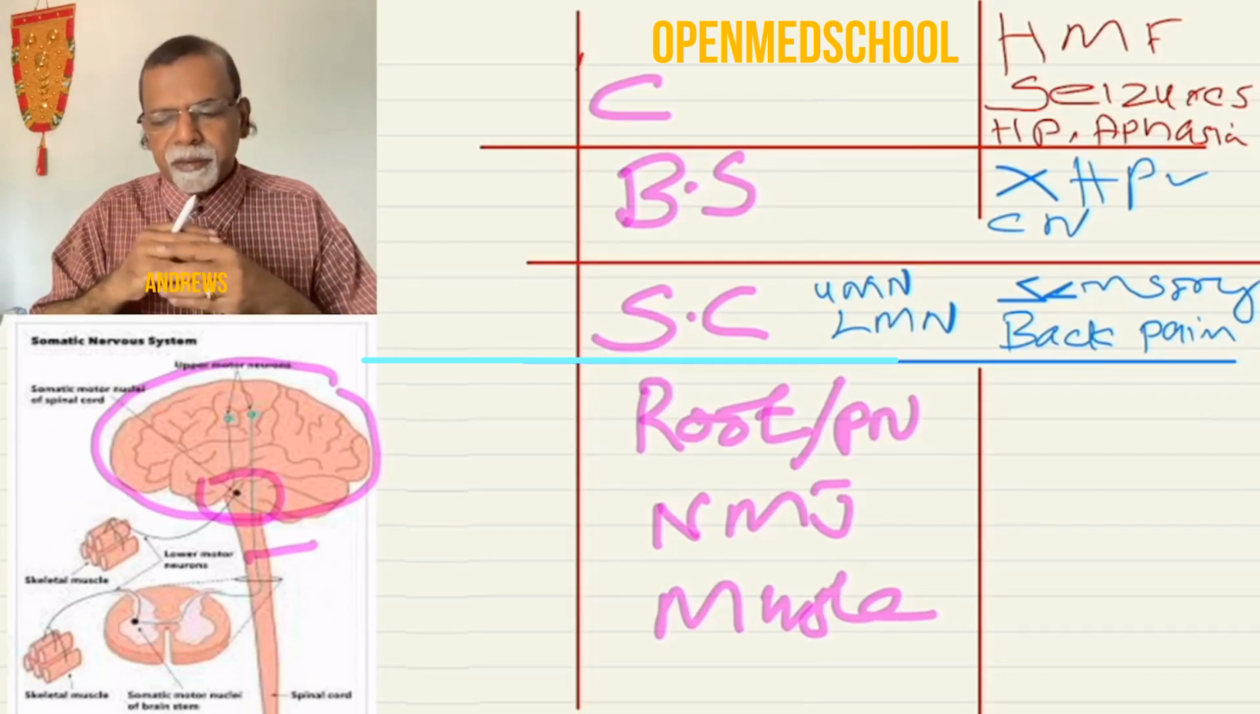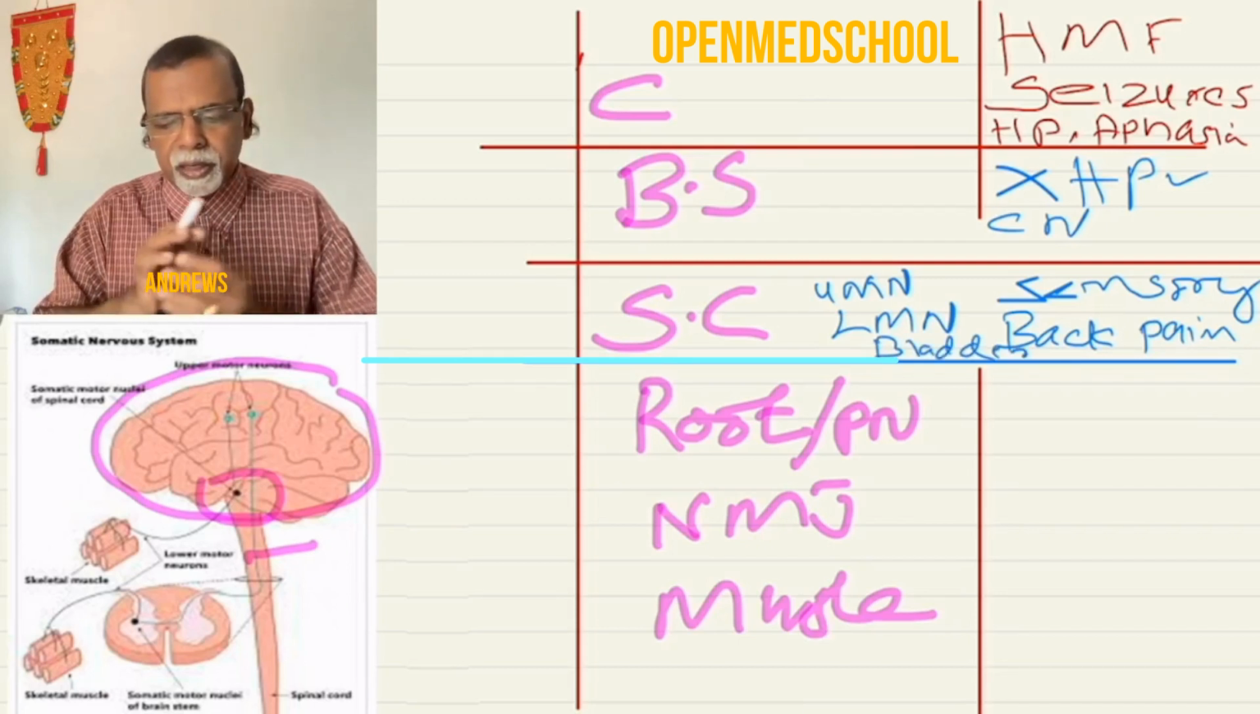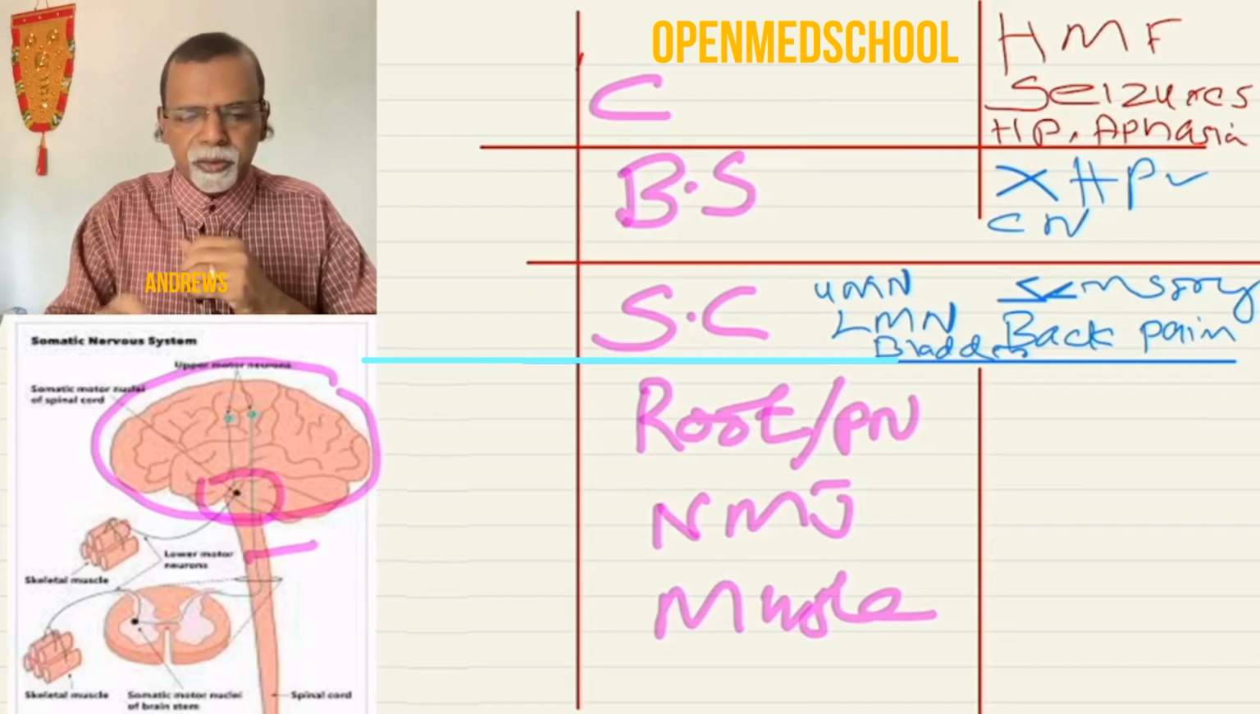Then sphincter dysfunction. Spinal cord lesions usually produce significant weakness, and there will be evidence of bladder involvement. So these are the major features of a spinal cord lesion. Now we come to a root lesion.